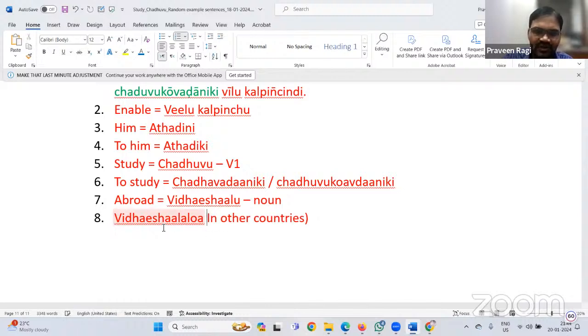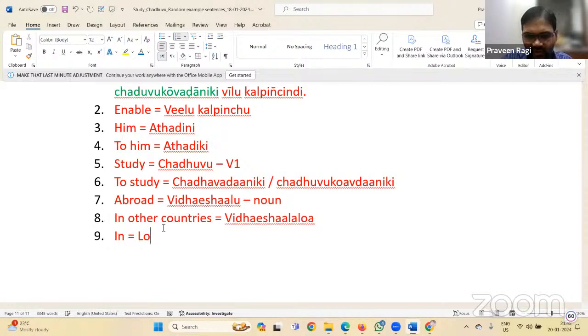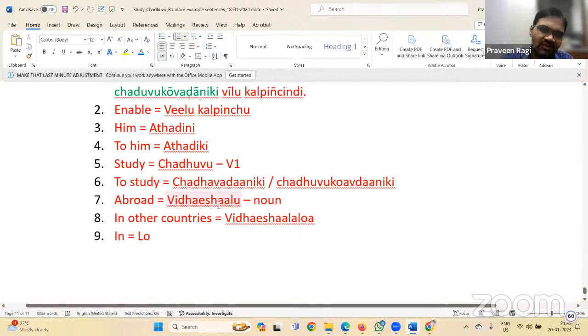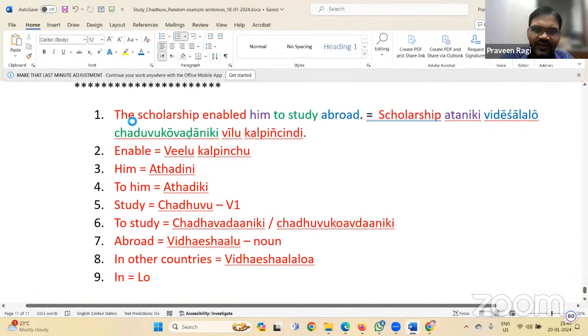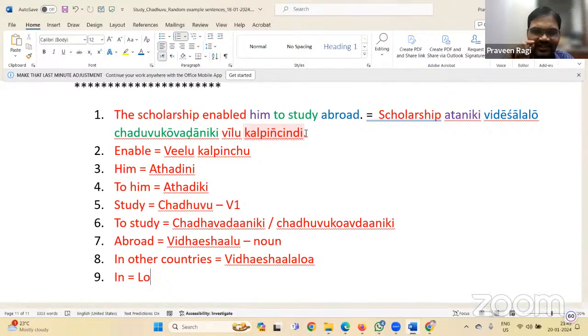So in the above sentence, we use the meaning of "in other countries". "In" means lo. So Videshalu plus lo becomes Videshalalo. That is the formation. Now we got this sentence explanation. Now let's ask our participants to try with different verbs and some related words.